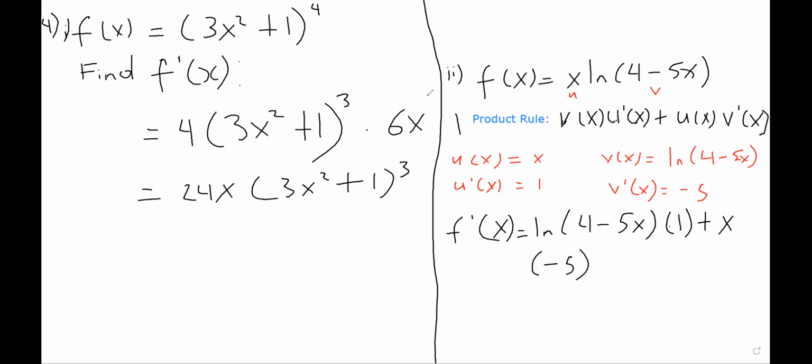They say that we don't need to simplify, so you can just leave it like this. But I do encourage you to practice simplifying, because you will be doing that in second year. No need to simplify that much though. So 1 times anything will just give us back the function. 1 times ln of 4 minus 5x is just going to give us back ln of 4 minus 5x. And then x times negative 5 is just going to be equal to minus 5x. And that, folks, is our derivative of f of x, f prime of x, rather.